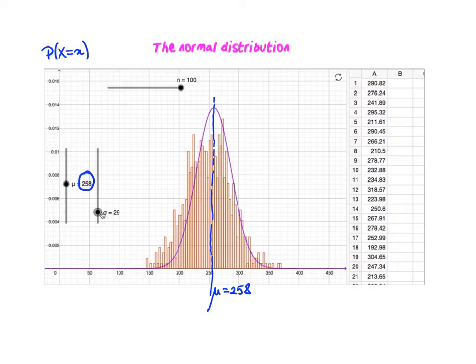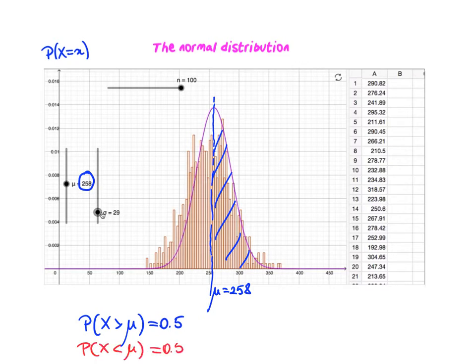Therefore, I know that the probability of x being bigger than the mean will be for sure 0.5, or 50%, because this area is half of the area because of symmetry. So it will be 50%. I also know for sure that the probability of x smaller than mu will also be 0.5, also 50%, the area to the left.